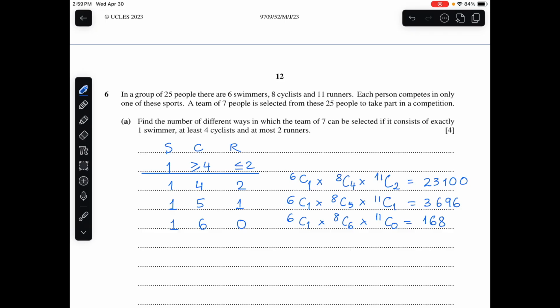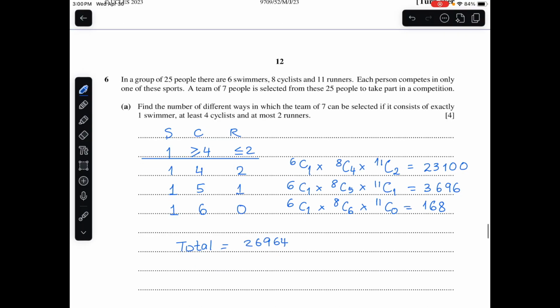Then you add them up together to get the total. So the total is going to be equal to 26,964.